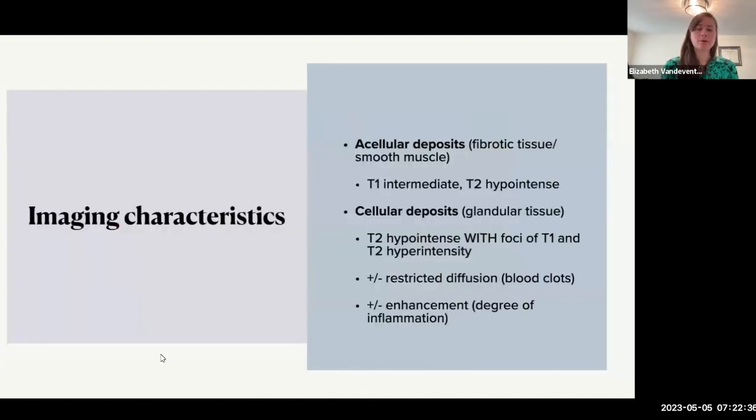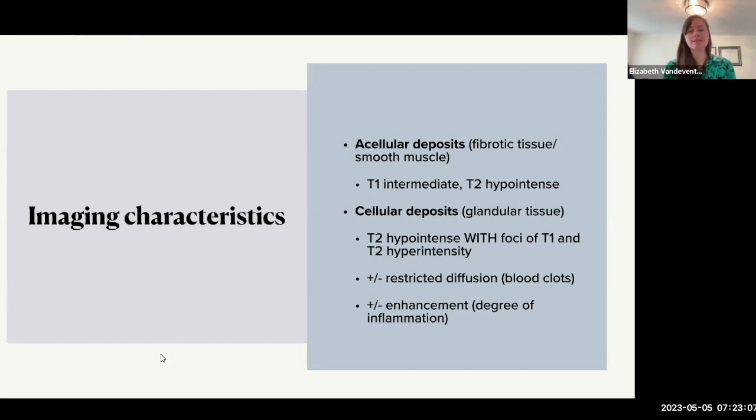So what do we look for on MRI? As we talked about, the definition of endometriosis is you have these glandular deposits that occur outside of the uterus. What can happen over time is that they can become acellular, chronic, and they stop producing, they stop bleeding. These are called the acellular deposits, which are primarily composed of fibrotic tissue and smooth muscle. These tend to be T1 intermediate and T2 hypointense. So we don't see that characteristic T1 hyperintensity that we expect. It just looks more like fibrosis.